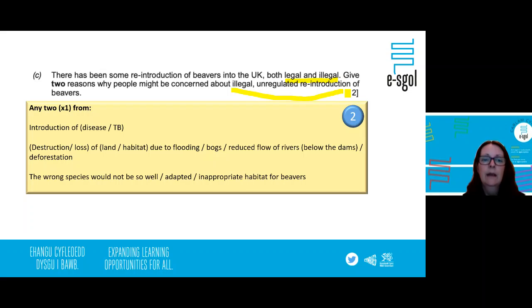Okay, and they might, because they're not regulated, introduce disease, and that disease might cause a problem. If it wasn't the European beaver, then we can see here the wrong species might not be adapted to that environment as well as the European beaver would be. And also then another marking point here that it could lead to flooding and could affect the land use in that particular area where they are introduced.